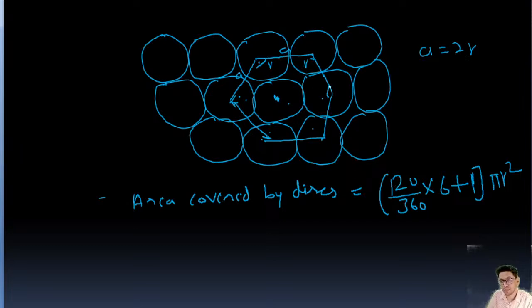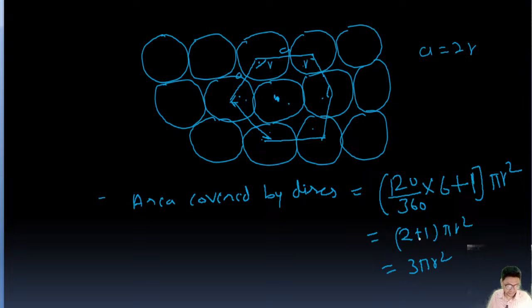Okay, so the angle of the hexagon, we know that is 120. So 120 upon 360 into 6, because 6 atoms are at the corner, plus 1 at the center, plus 1 pi r square. So you can say this is the effective number, plus pi r square, right? This is the area covered by disks, right? So this will get cancelled, 3 plus 1, and this value is going to be 3 pi r square. So the area covered by disks inside this hexagon is 3 pi r square.